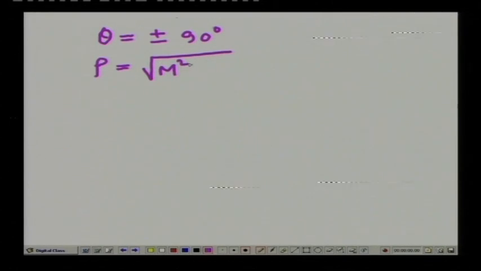So, you find that in this particular case, what can be the maximum value of rho and the maximum value of theta? We consider the value of theta to be ranging in the range of plus minus 90 degree, and the value of rho, that is the length of the perpendicular to the straight line from the origin, to be square root of m square plus n square, where m by n is the image size.